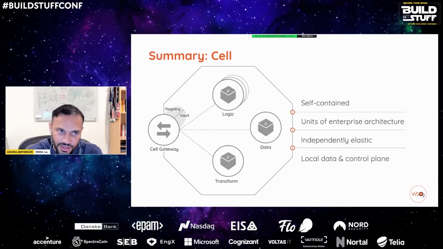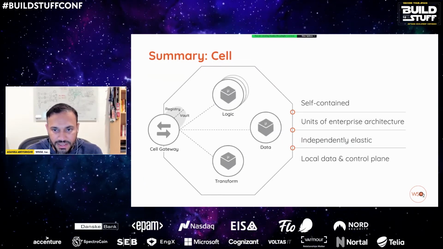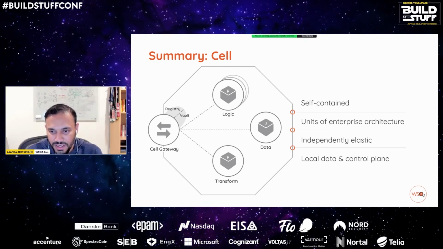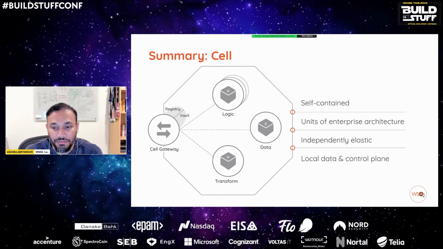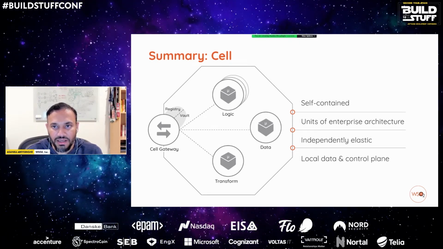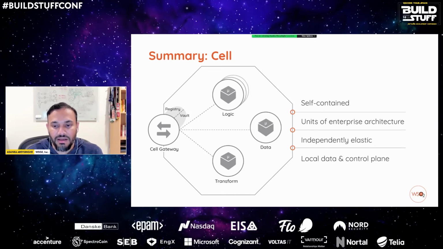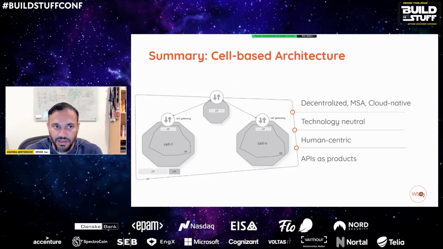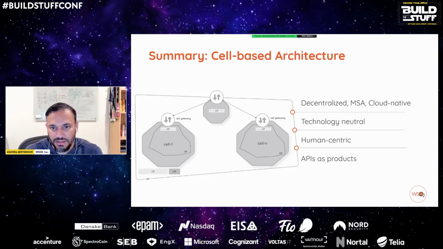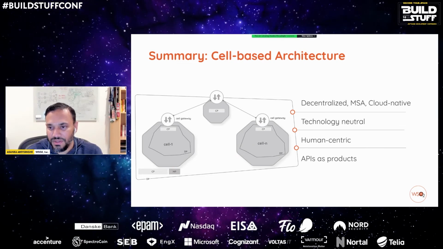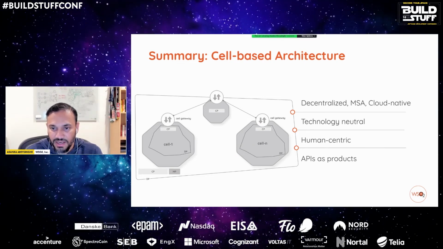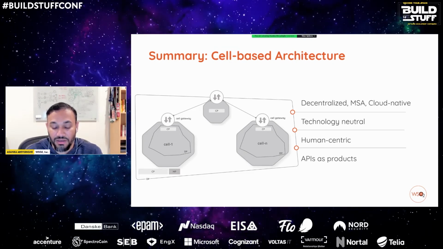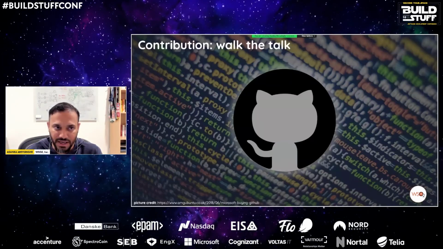So if you look at the summary, a cell is self-contained, and cells are the units of enterprise architecture. You can independently deploy and independently scale, and each and every cell has a local data plane and a control plane. If you summarize the architecture, it's a decentralized, microservices-friendly, and cloud native architecture style, and it's technology neutral, very human centric, and you can utilize this to build API products as well.